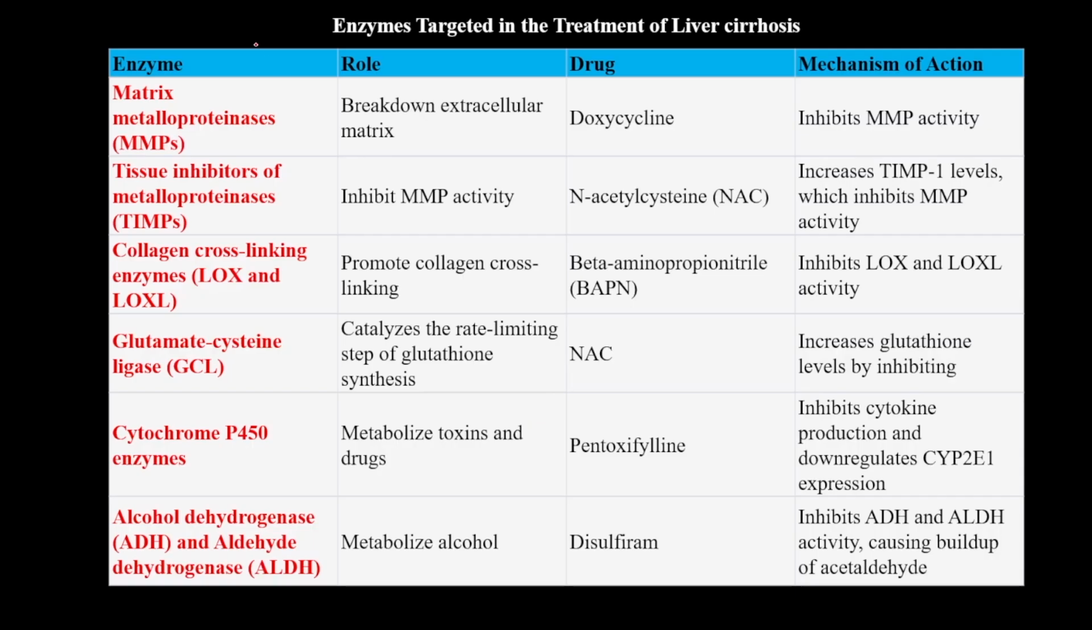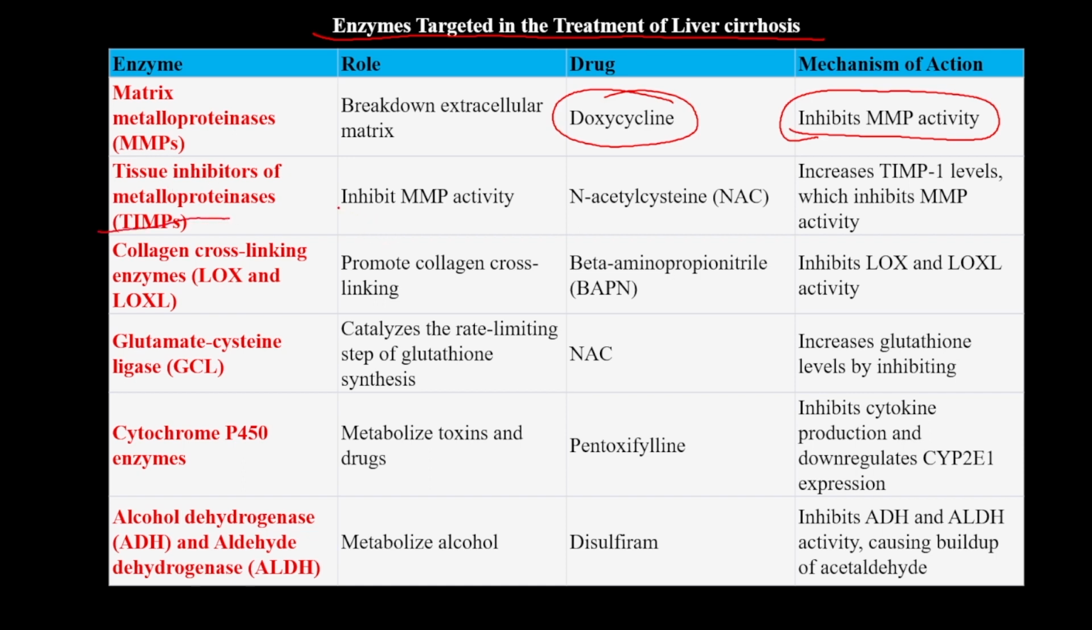What we are talking about is the enzymes which are used as targets in the treatment of liver diseases. You can have different types of MMPs, which have the role of breaking down the extracellular matrix, and you can use a drug called doxycycline, which inhibits the MMP activity. So once you have the loss of MMP activity, it helps in terms of liver cirrhosis. Then we have the TIMPs.